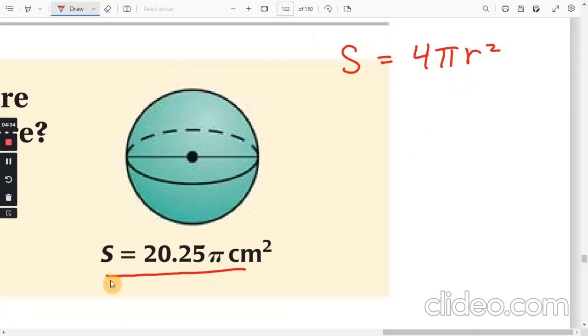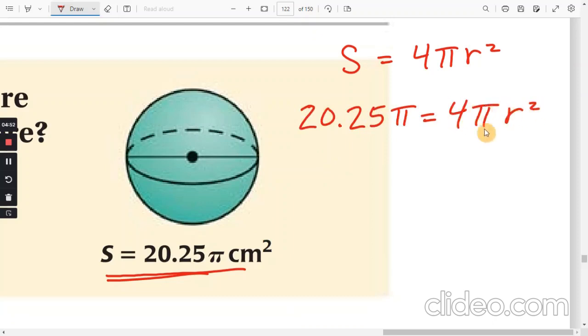So the surface area is given in place of S, 20.25 pi. And that equals 4 pi r squared. These numbers are all multiplied, so r squared is basically multiplied by 4 times pi. So the way to solve for r squared and get rid of 4 pi, the opposite of times 4 pi, is divide by 4 pi. We're going to do that to both sides.